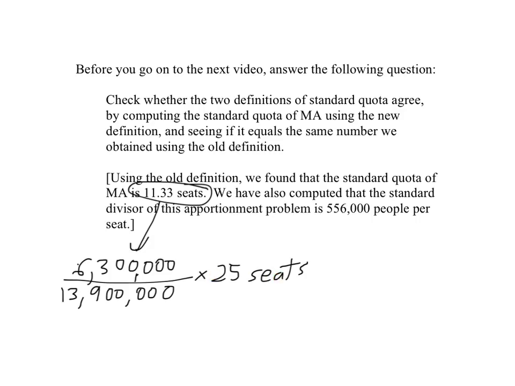And so what did we do? The original definition was to take Massachusetts' share of total population and find that corresponding share of 25 seats. The answer was 11.33 seats. So the task now is to see whether the new definition, state population, 6.3 million, divided by standard divisor, really equals the same 11.33 seats.